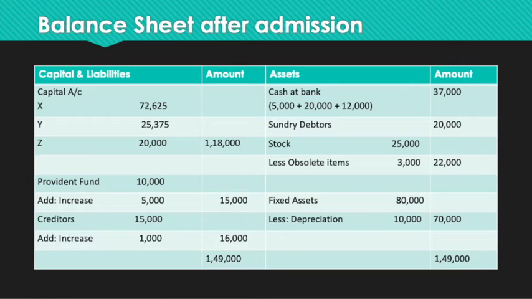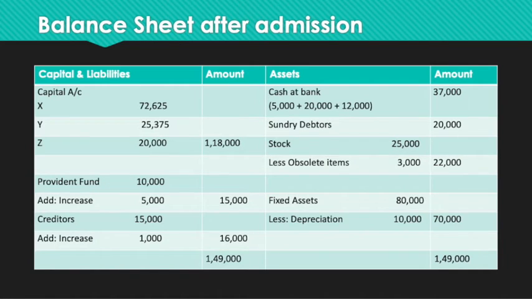So there are 4 figures in the asset side: 37,000, 20,000, 22,000 and 70,000. So if we add these 4 figures, we are getting a total of 1,49,000. So the total of the asset side of the balance sheet is 1,49,000. That should be the total in the liability side, because the balance sheet at a given date should tally.